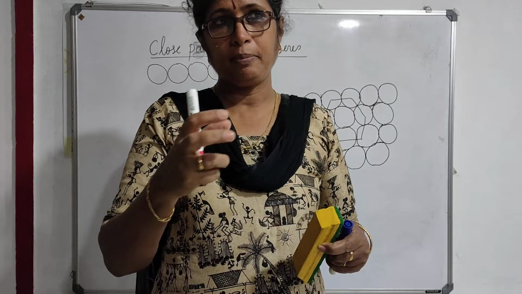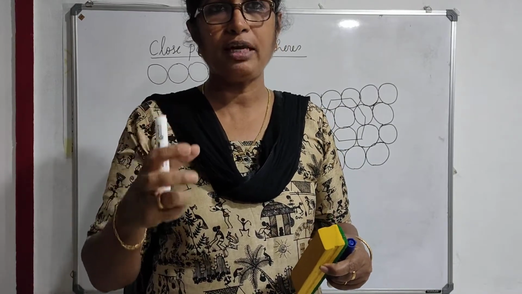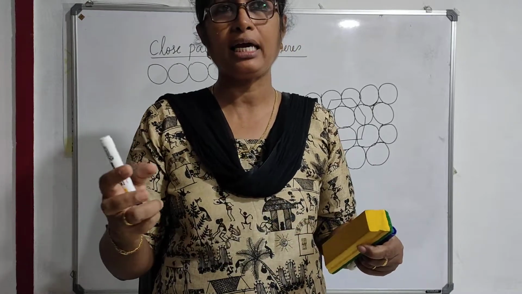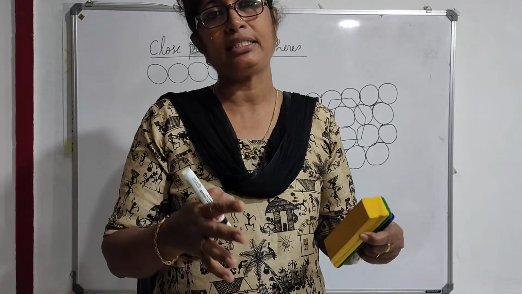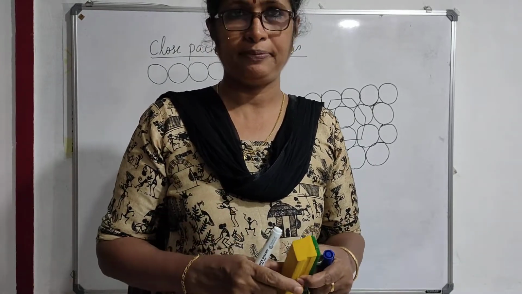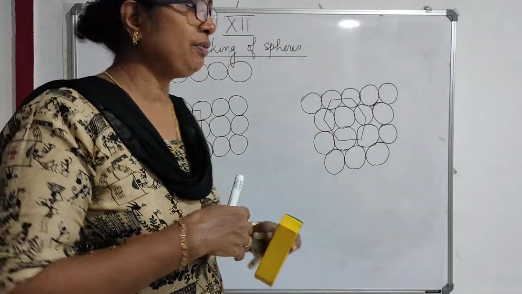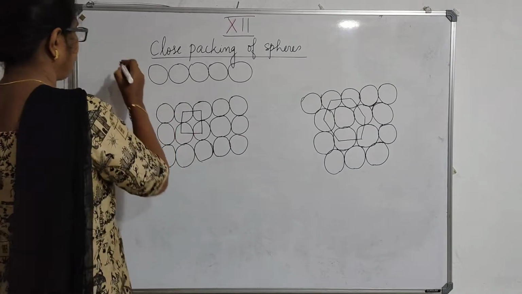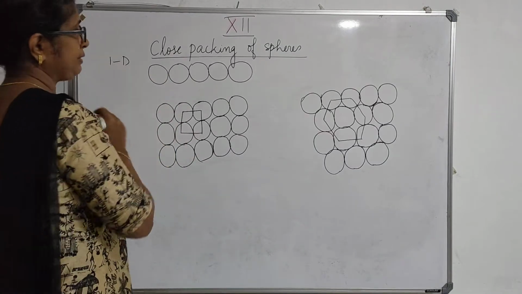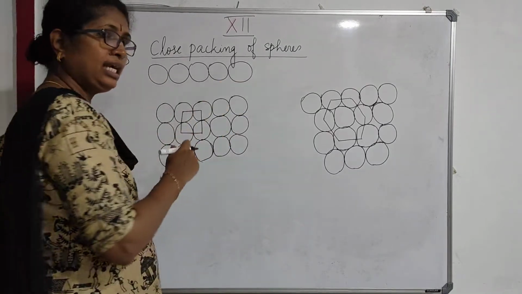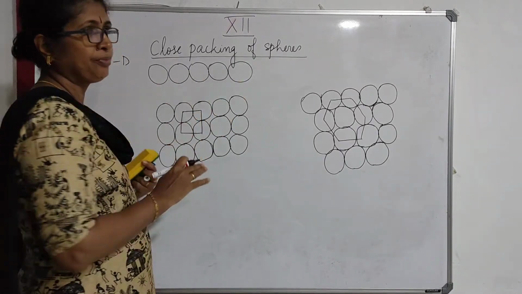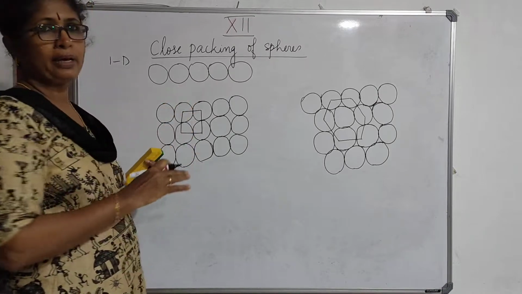If the percentage of volume occupied by the spheres is very high, then that close packing is the most effective one. Now we will first come to one-dimensional close packing. This is one dimension, either along the length or breadth we arrange the spheres. This is one-dimensional close packing.